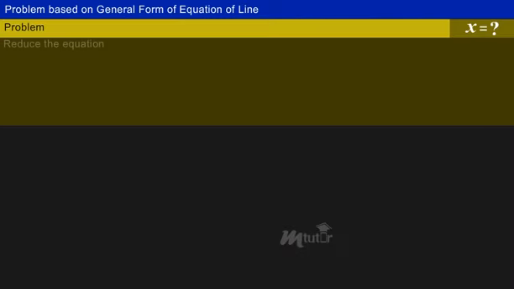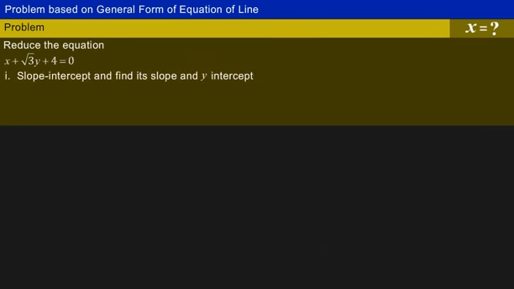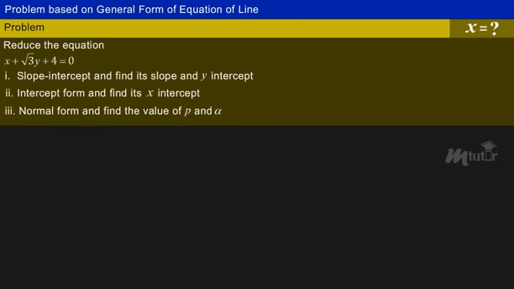Let's solve a problem. Reduce the equation x plus root 3y plus 4 is equal to 0 to the following forms: slope-intercept form and find its slope and y-intercept, intercept form and find its intercepts on the x-axis, normal form and find the values of p and alpha.